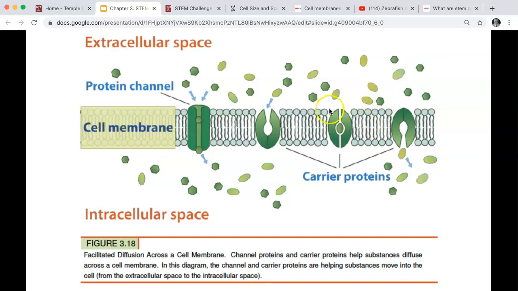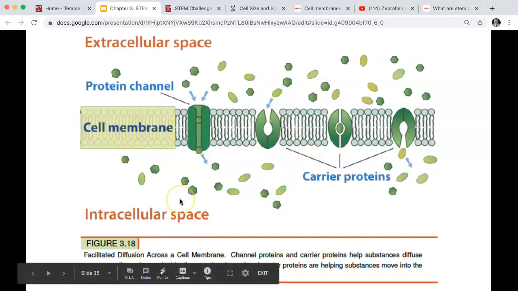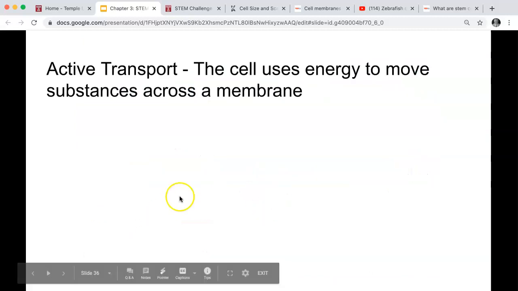There's another type of diffusion called facilitated diffusion, and think of the word facilitated as just help. These are proteins that are embedded into the cell membrane, and they help materials either move in or move out of the cell. Again, no energy is used.